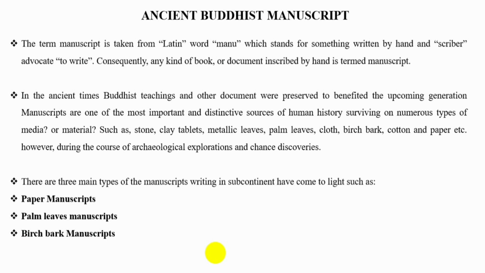Manuscripts are one of the most important and distinctive sources of human history, surviving on numerous types of media or material, such as stone, clay tablets, metal, leaves, palm leaves, cloth, birch bark, cotton, and paper. However, during archaeological exploration and chance discovery, three main types of manuscript writing in the subcontinent have come to light: paper manuscript, palm leaf manuscript, and birch bark manuscript.